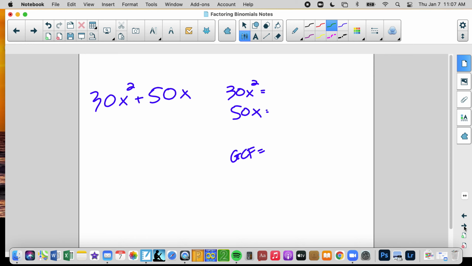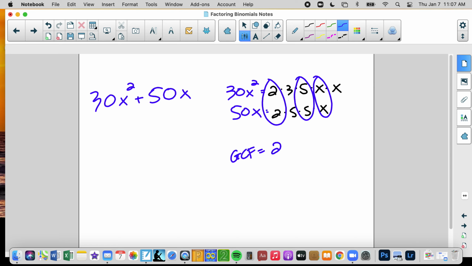This is a good one because we have a variable. We're now introducing variables, so the prime factorization is going to be 2 times 3 times 5 times x. We just break that down. Prime factorization of variables is actually really easy. And then 50x would be 2 times 5 times 5 times x. What do they have in common? They have a 2 in common. They have a 5 in common, and they have an x in common.